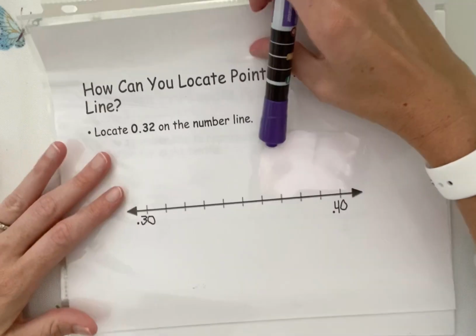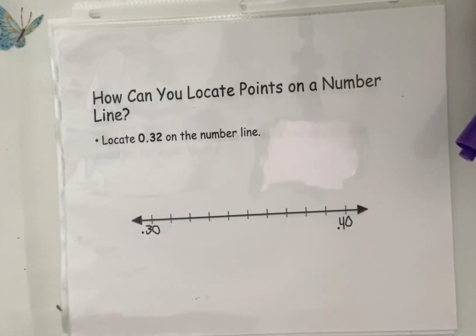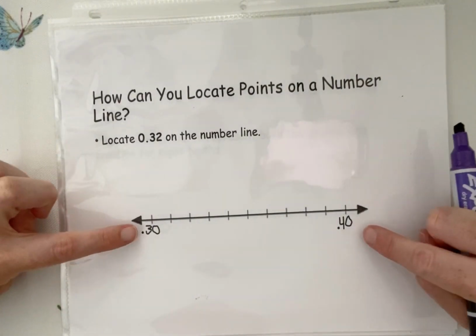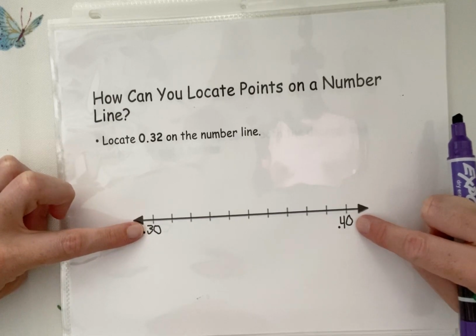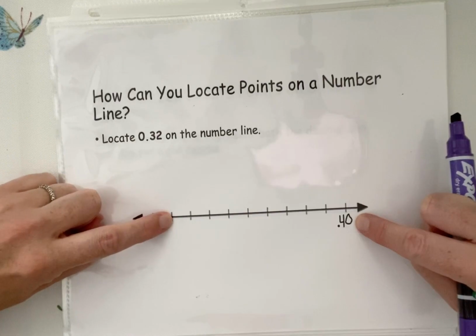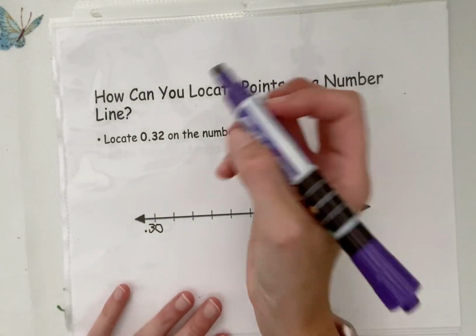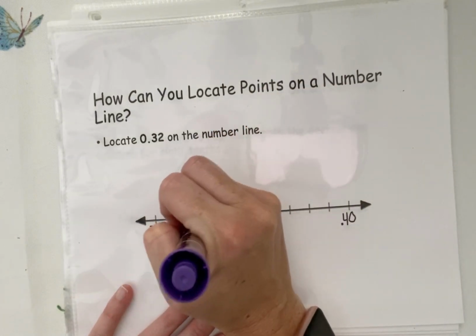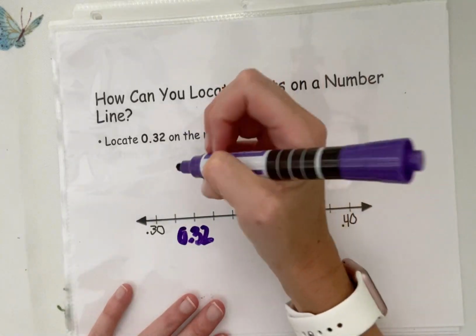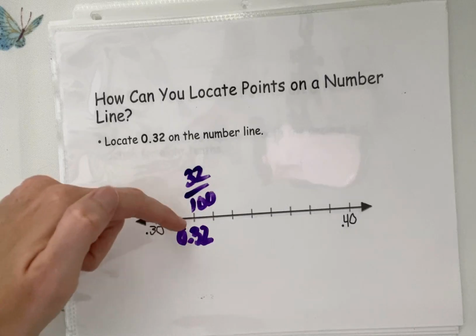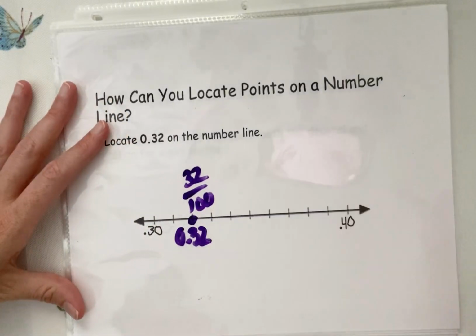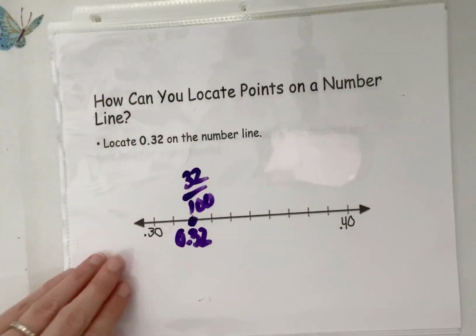Oops, upside down. 32 hundredths. Okay, let's see where we start and end. We start with 30 hundredths to 40 hundredths. So where do you think 32 hundredths would go? 31 hundredths, 32 hundredths. As a fraction, as a decimal. And here it is as a fraction. It is the same point on the number line. They mean the same thing.